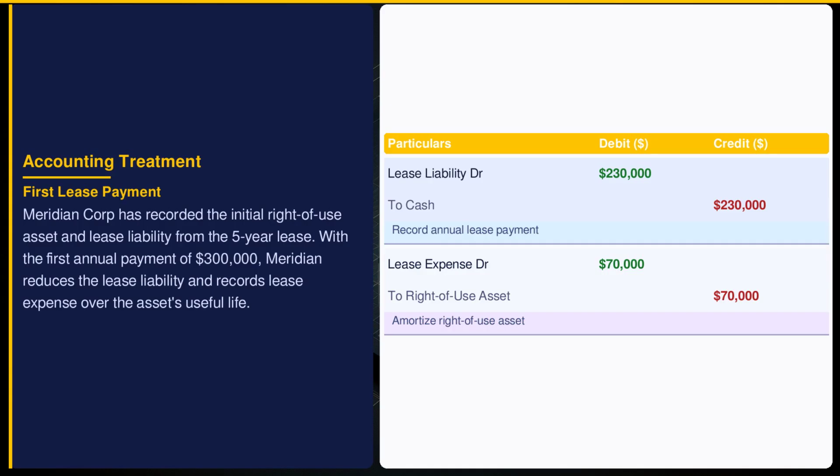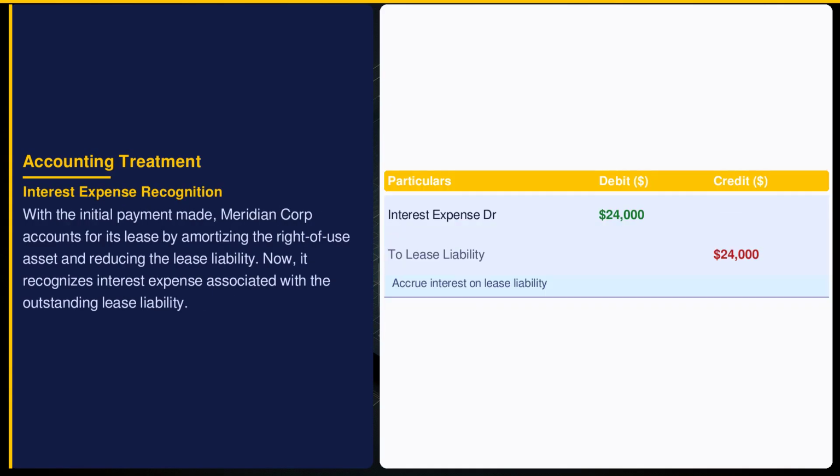Each payment reduces the lease liability, aligning with ASC 842's treatment for operating leases. Meridian Corporation credits cash and debits lease liability by $230,000, with the remaining $70,000 expensed, reflecting the asset's consumption. This dual entry impacts both balance sheet and income statement. Interest on the lease liability accrues over time. ASC 842 requires Meridian Corporation to recognize $24,000 of interest expense, calculated on the remaining liability. This ongoing cost impacts the income statement and adjusts the lease liability accordingly.